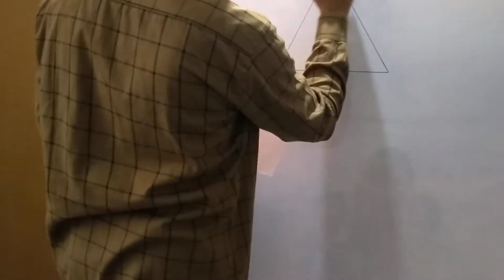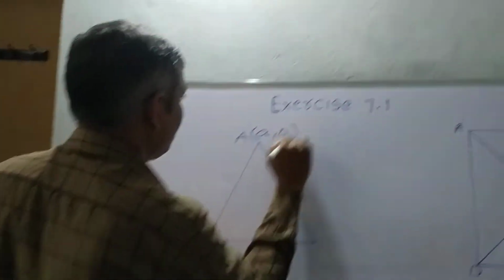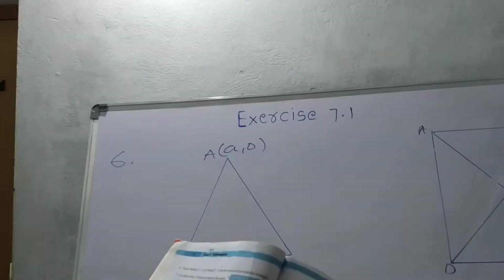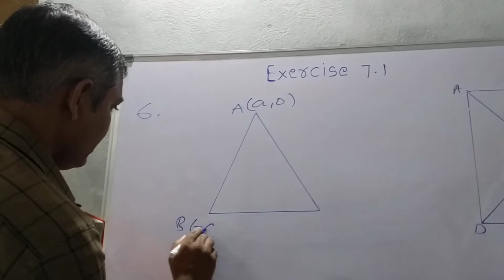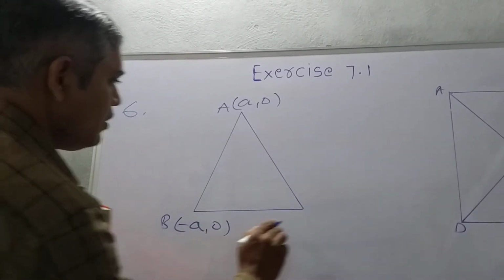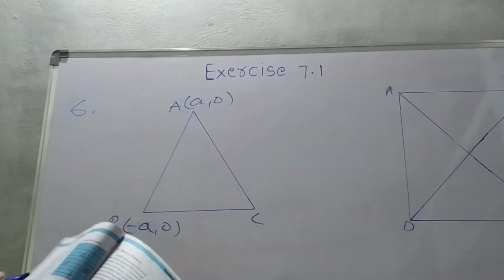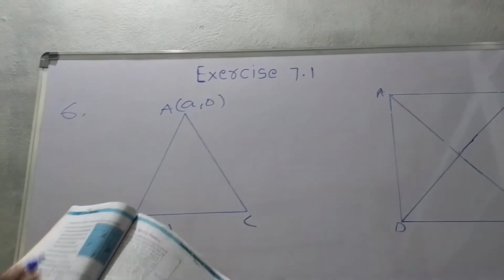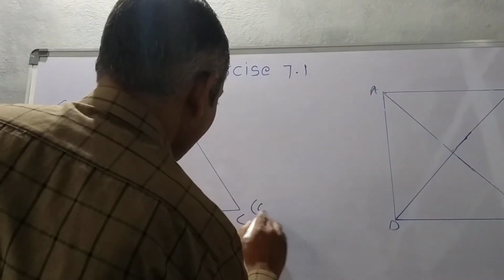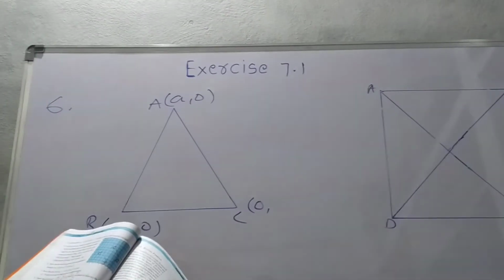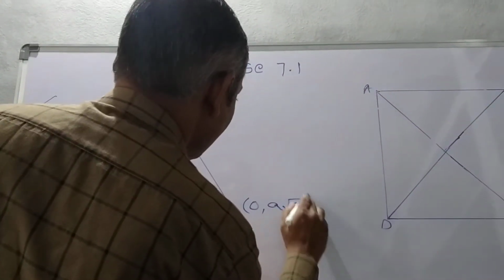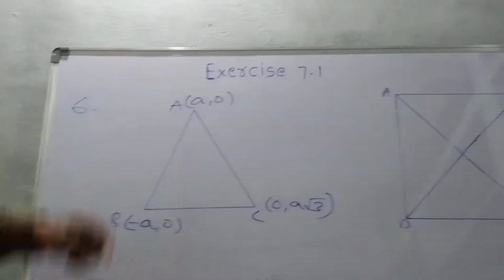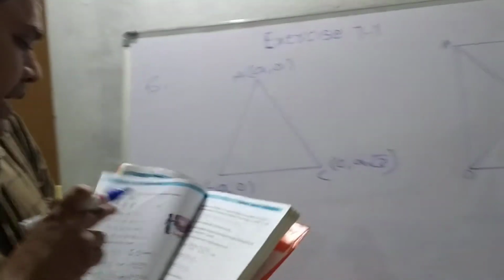Show that the following points form an equilateral triangle. A is (a, 0), B is (minus a, 0), and C is (0, a root 3).